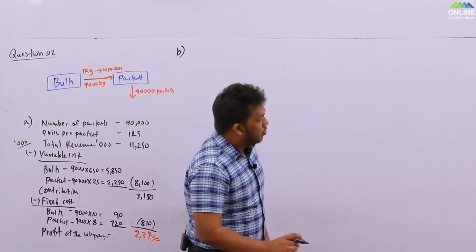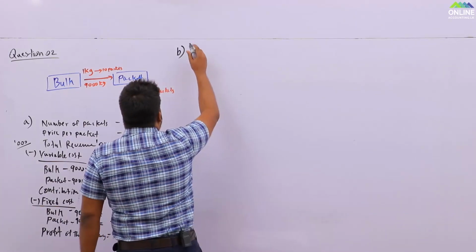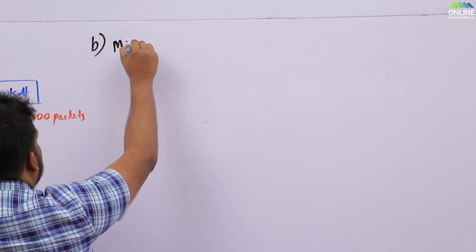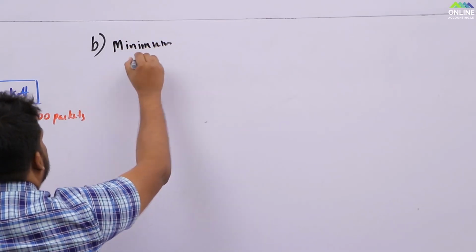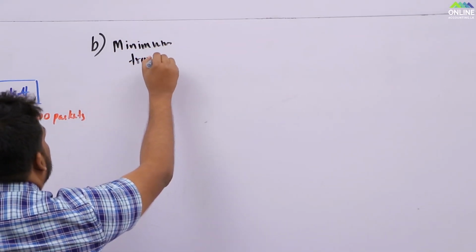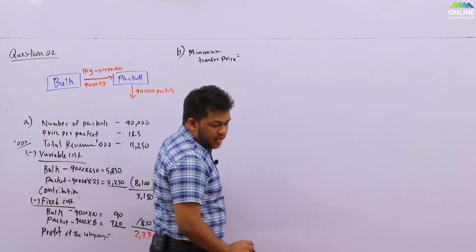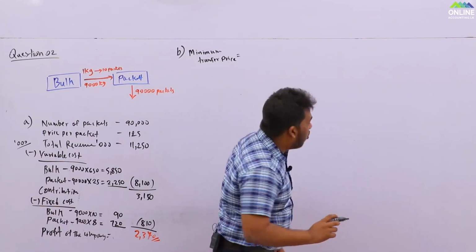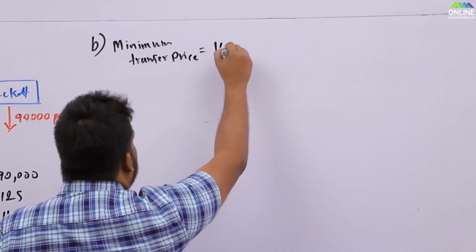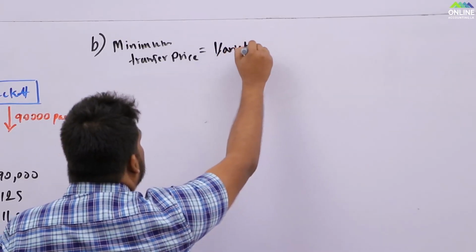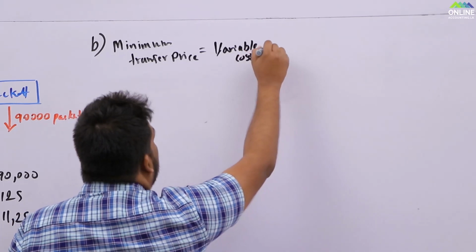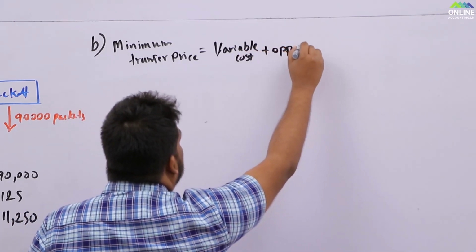Now, you know the minimum transfer price should be what? We learned this. Minimum transfer price is variable cost plus opportunity cost.